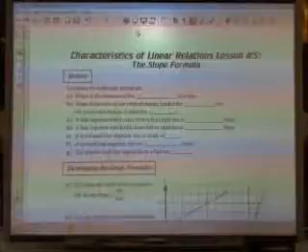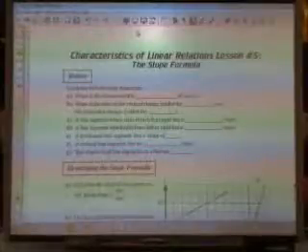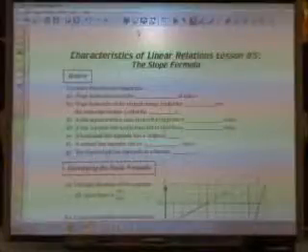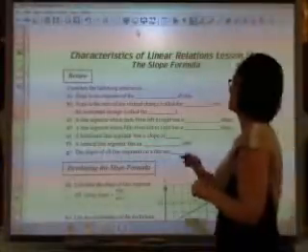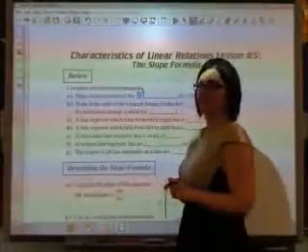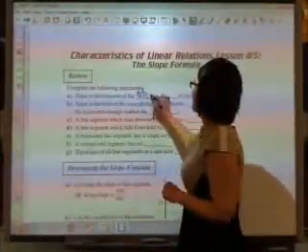What were you going to say, Eric? The slope of the line. The slope of the line is the measure of the slope of the line? I'm such a genius. Steepness of the line.